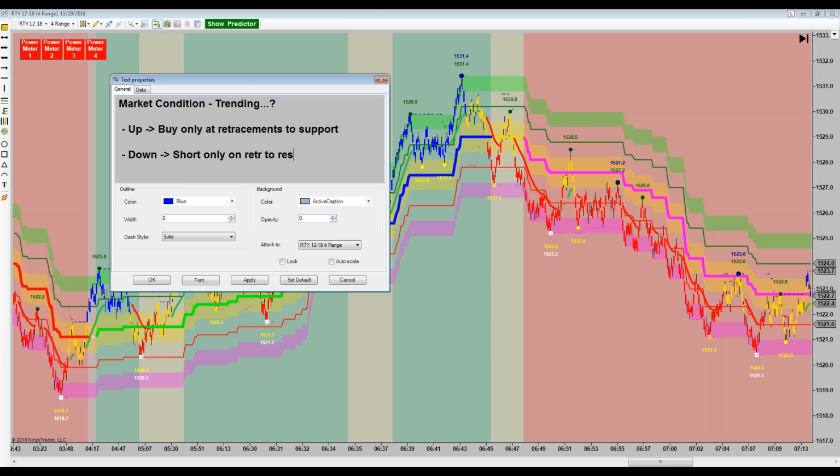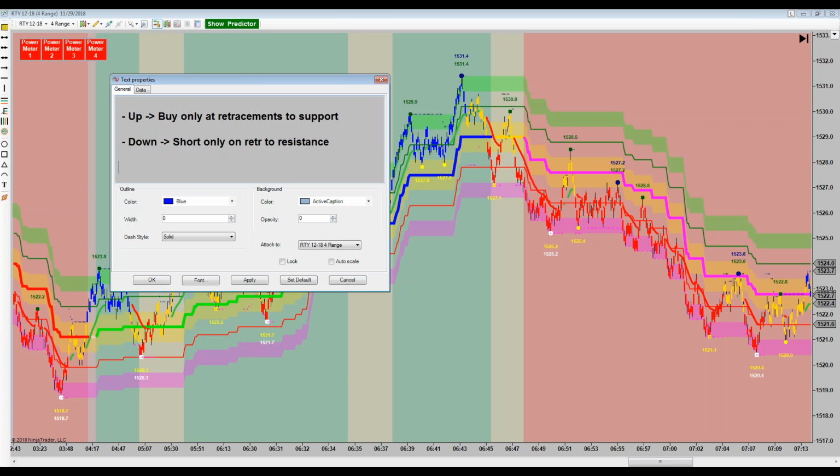To resistance. Resistance. There you go. And then, of course, you have sideways. And you have to determine whether you want to trade that or not. But generally, you're going to trade the range, should you choose to do so.